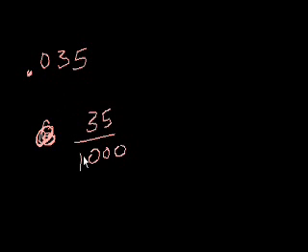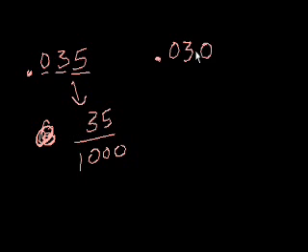And you're probably saying, Sal, how did you know it's 35 over 1,000? Well, because this is the tenths place, this is the hundredths, and this is the thousandths place, right? So we went to 3 decimals of significance. So this is 35 thousandths. If the decimal was, let's say, 0.030, there's a couple of ways we could say this. Well, we could say, we went to the thousandths place, so this is the same thing as 30 over 1,000.